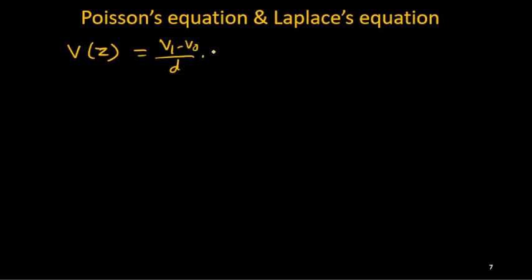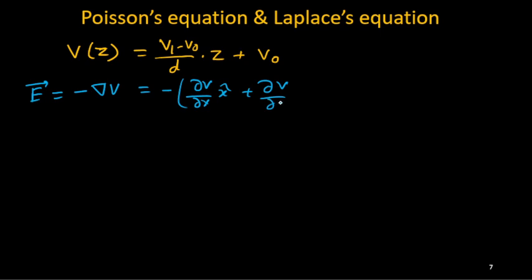This is K1 into Z plus K2. K2 is nothing but V0. So once we have got this potential distribution, then we can find out the electric field. Electric field E is nothing but minus grad V. And what is the gradient? This is nothing but minus del V del X, X vector, del V del Y, Y vector, and del V del Z, Z vector.